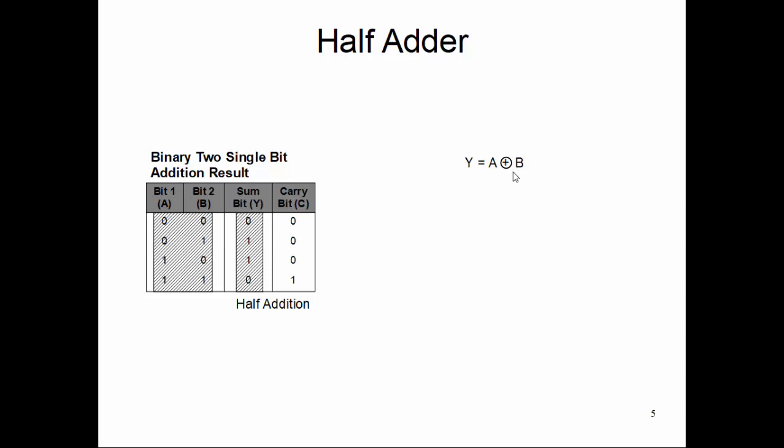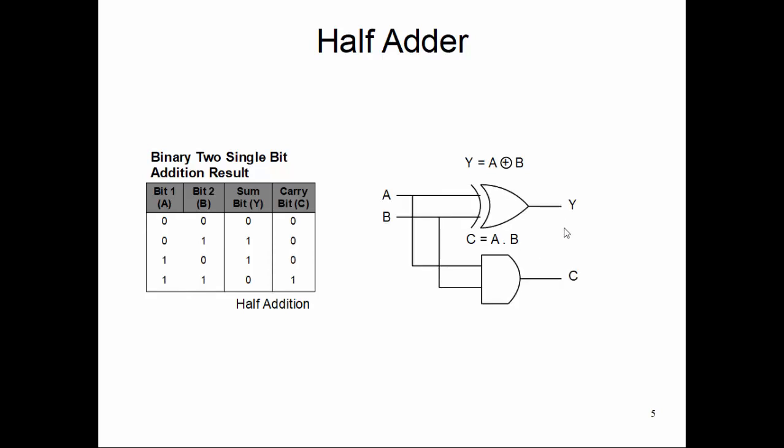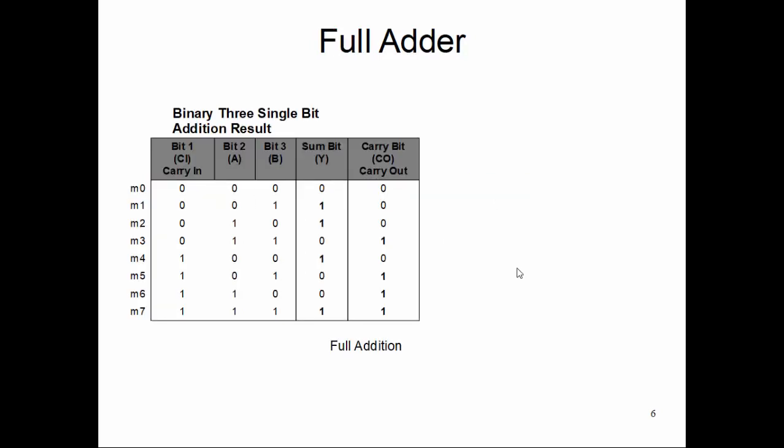So it is basically Y equals A XOR B, and the carry out, if you see, is exactly like an AND, so its logical function is A and B. We have a logical expression, and we can make a digital circuit out of it. There is an XOR gate and an AND gate. We can just connect A and B and get Y and Z. This is a 1-bit half adder.